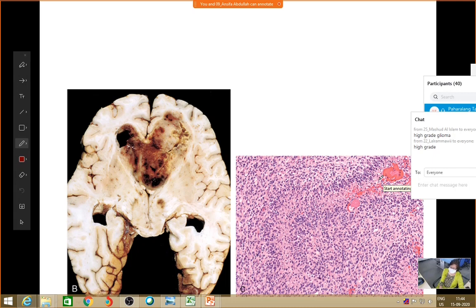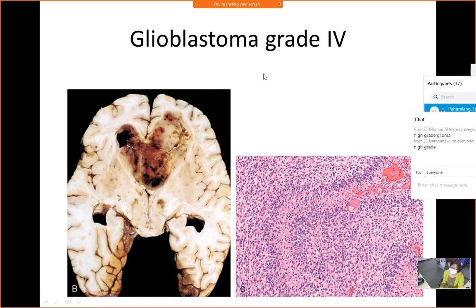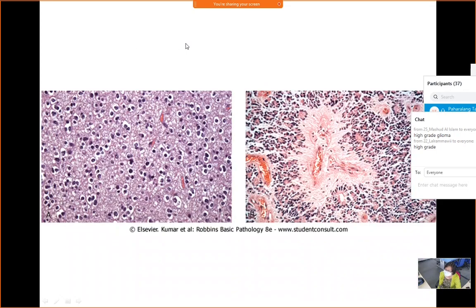When you have this butterfly shape. Okay. So this is a glioblastoma, and it's a WHO grade 4 tumor.